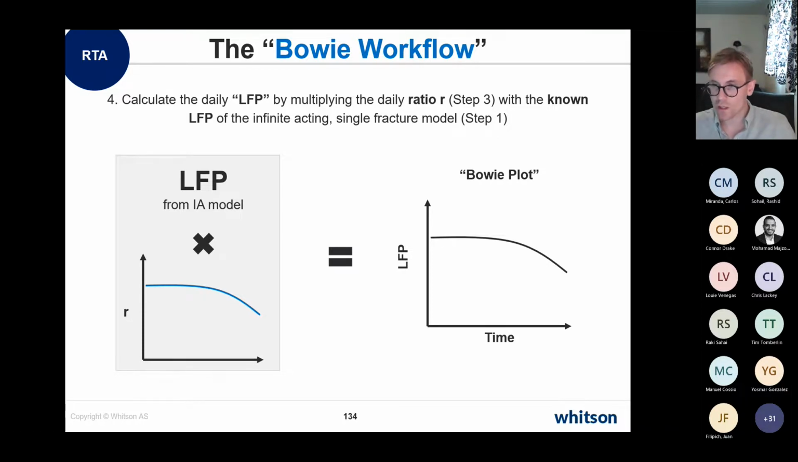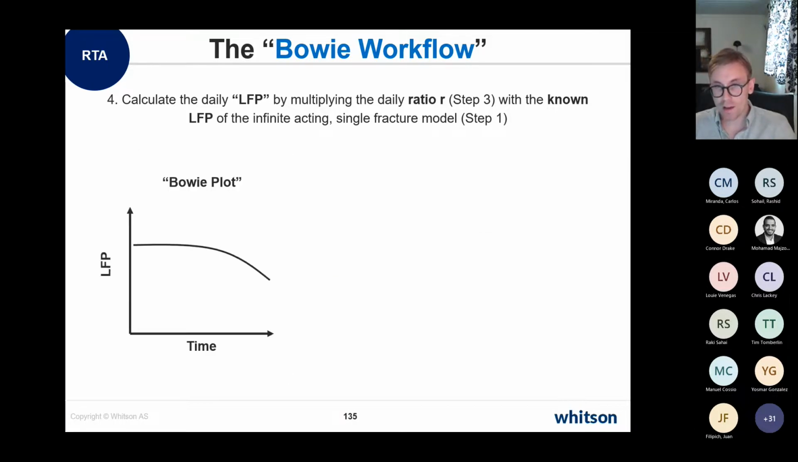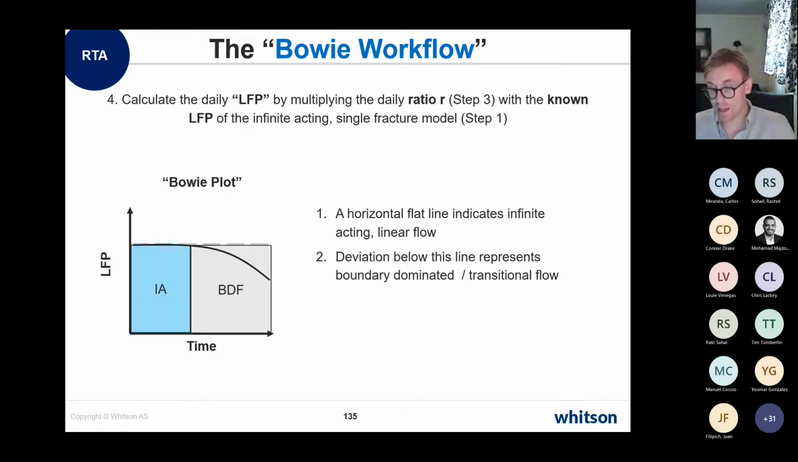So this is like the equivalent to the square root of time plot for numerical RTA. A flat horizontal line indicates infinite acting flow. Deviation below this line represents boundary dominated or transitional flow. And the magnitude of the line indicates the LFP itself.